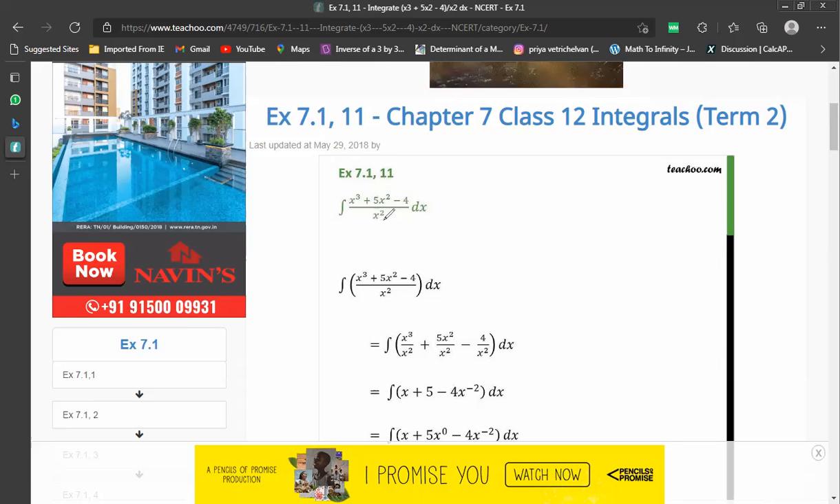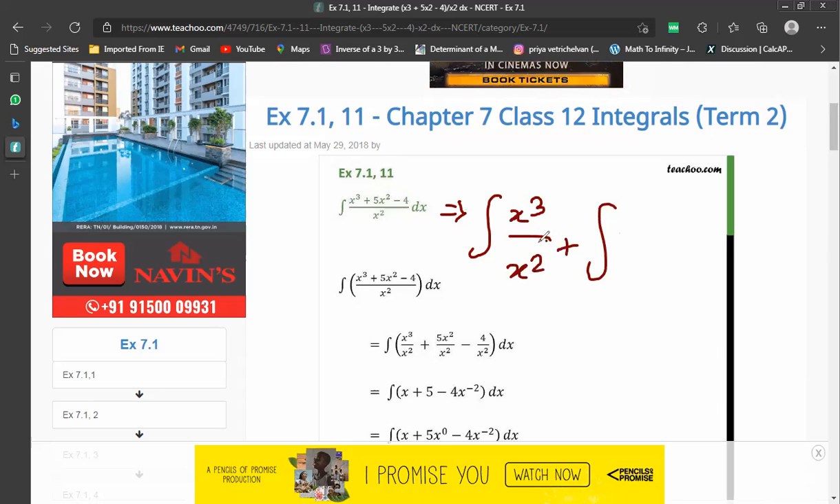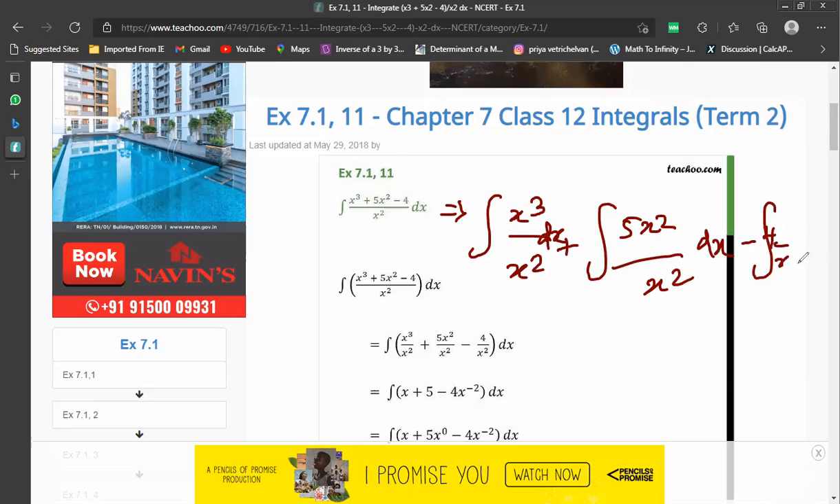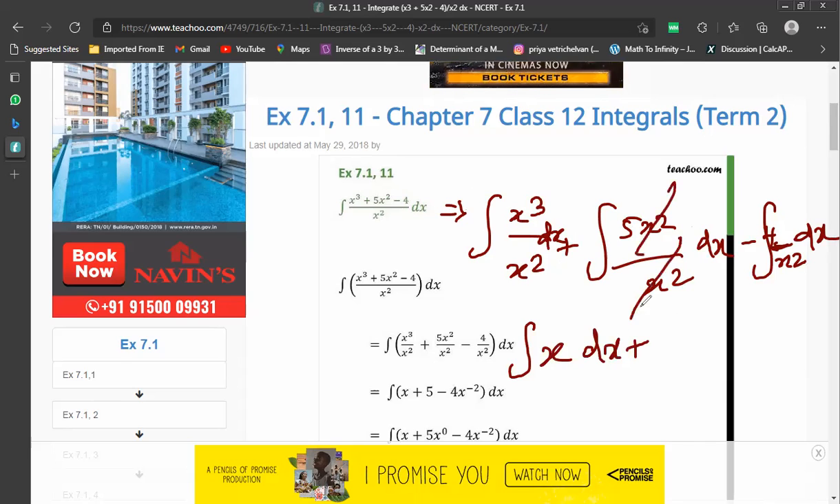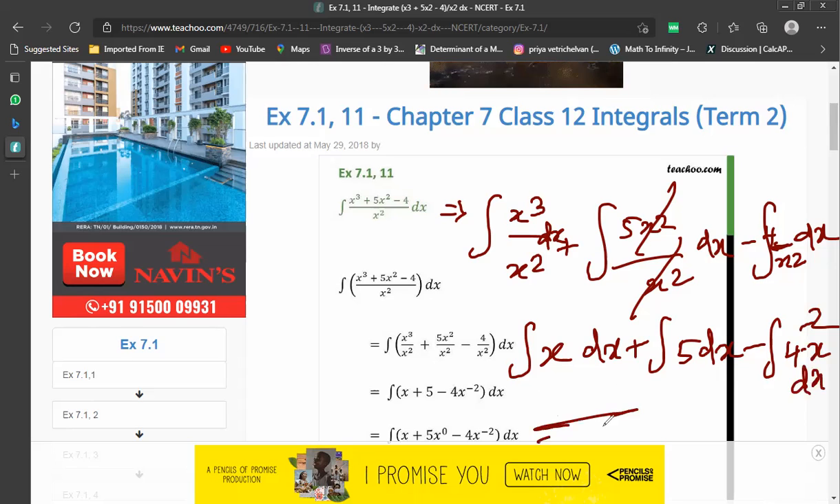Here this x square is common for all the 3 terms. You can split them into 3 terms by using the distributive property: x cube by x square plus 5x square by x square minus 4 upon x square, dx. So x cube by x square can be written as x, isn't it? And x square will get cancelled in the second term, and you'll be left with 5 alone. And 4 upon x square can be written as 4 into x power minus 2.